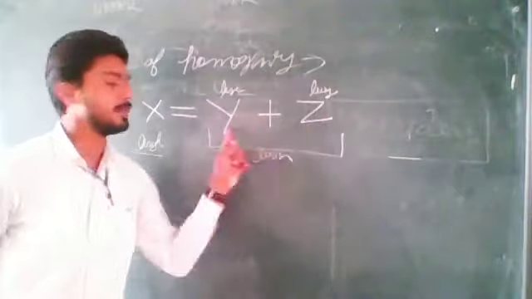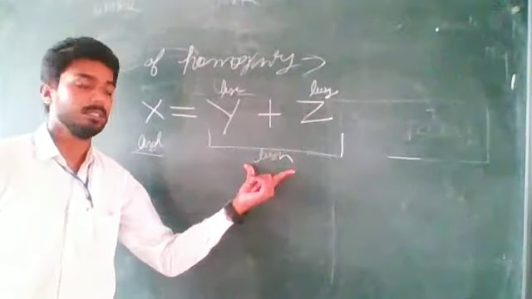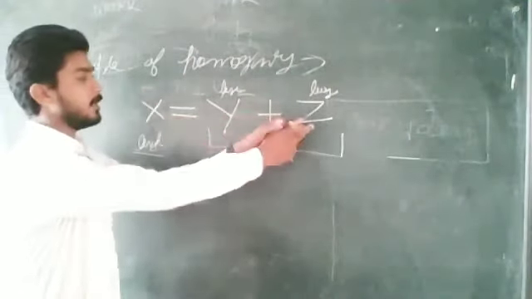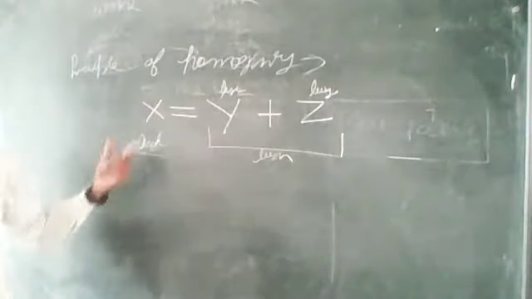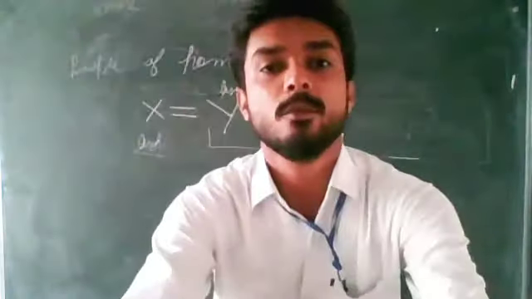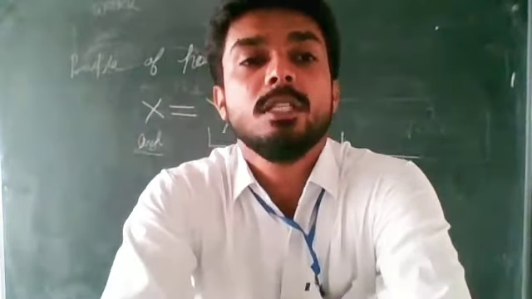You will add same quantity. Length plus length will give a length. Length will always be equal to a length. Mass plus mass will give a mass, and mass will always be equal to the mass. This is called principle of homogeneity. It says that same quantities can be added, subtracted, and equated to each other.